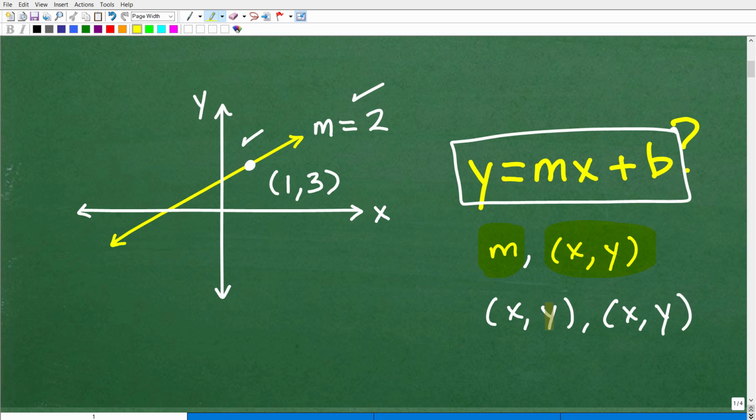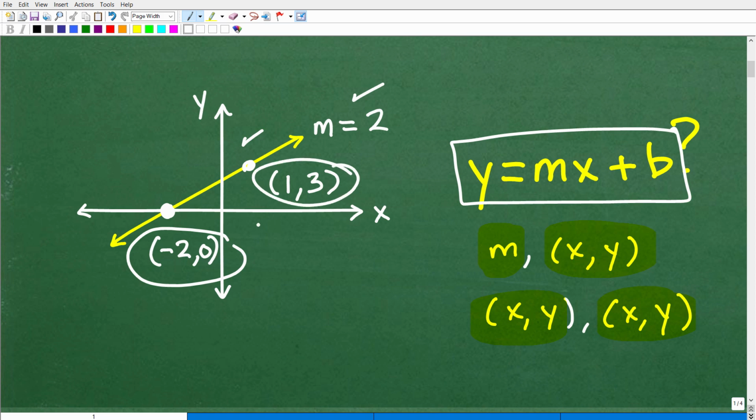Now, alternatively, you might have two points that are on the line as well, okay? So for example, let's say I had this point right here. I'm just gonna make something up. Let's make it a little bit easier. How about this point? Let's say this was negative 2, 0, okay? So if I told you here is a point and here's another point, 1, 3, between these two points, I could find the equation to the line because I can also find the slope.